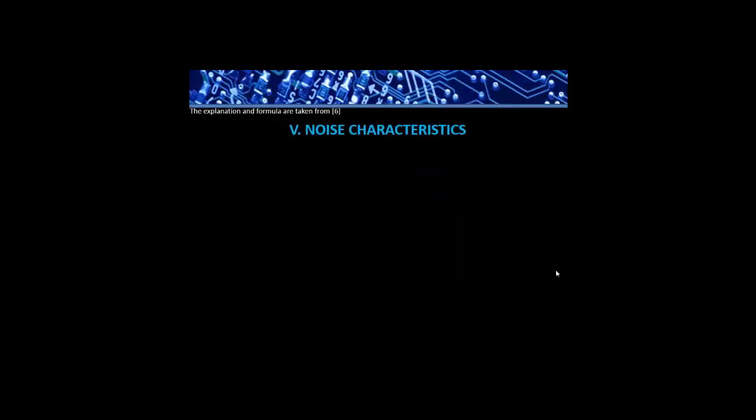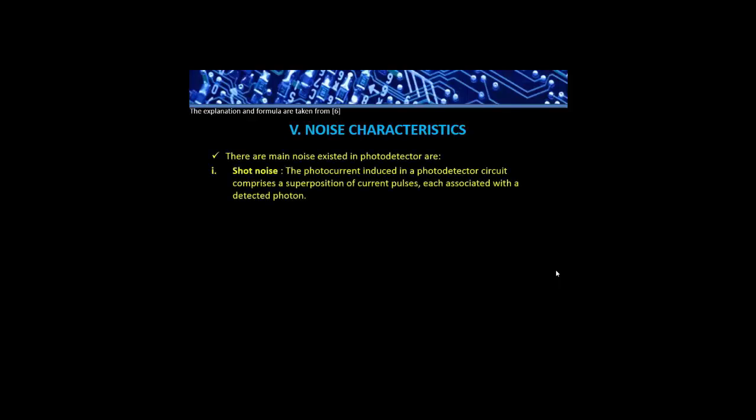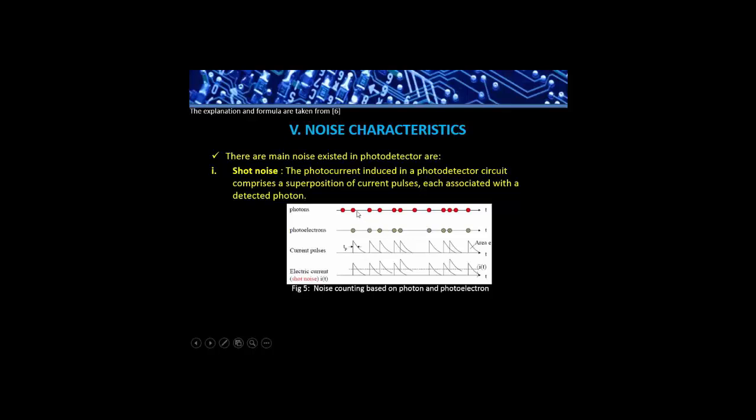The main noises in a photodetector are shot noise and avalanche noise. Shot noise caused by the photocurrent induced in a photodetector circuit comprises a superposition of current pulses, each associated with a detected photon. Figure 5 shows that the pulse formed presents shot noise when photons and photoelectrons overlap. Avalanche noise is caused by the randomness of the impact ionization process when shot noise is multiplied.